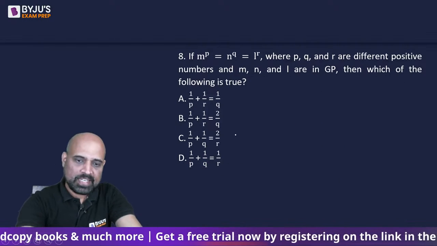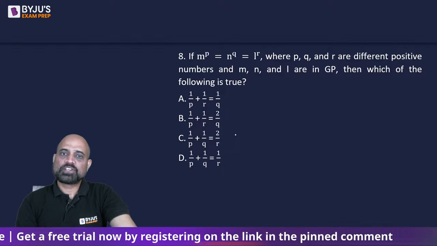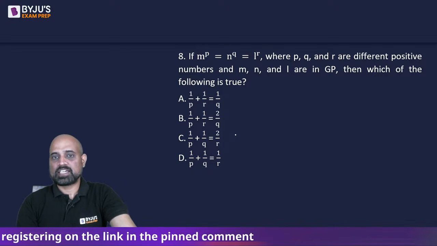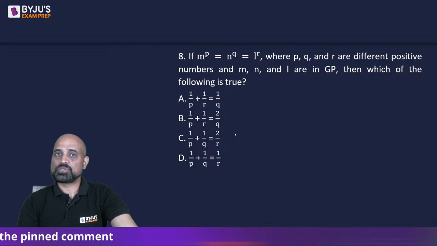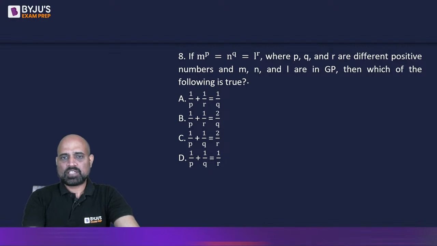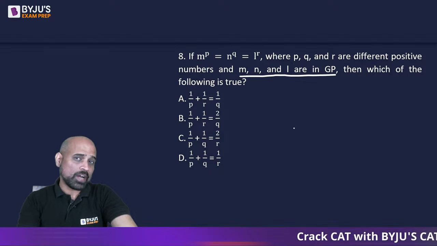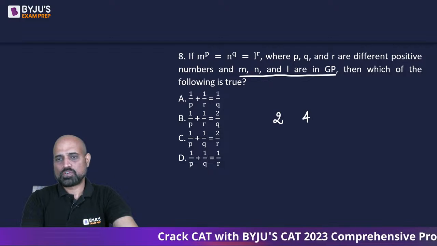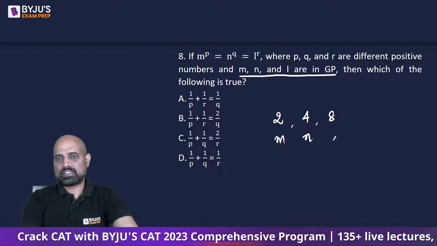Okay. Next question. If m to the power p is equal to n to the power q is equal to l to the power r, where p, q, r are different positive integers and m, n and l are in GP, then which of the following is true? Algebra question based on AP, GP, miscellaneous, right? So let's take 3 values which are in GP, and let's prefer not 1, because we will not get to know anything, so we take 2, 4, 8. So this is our m, this is our n, this is our l.